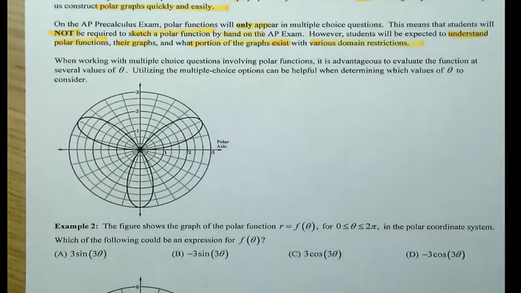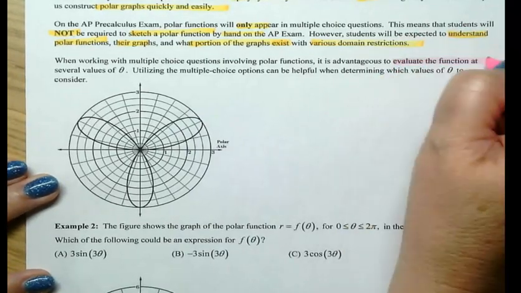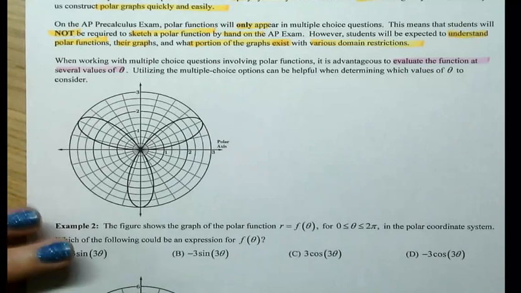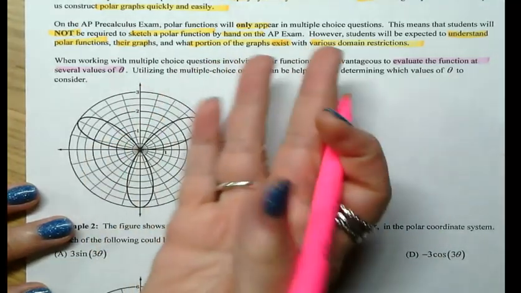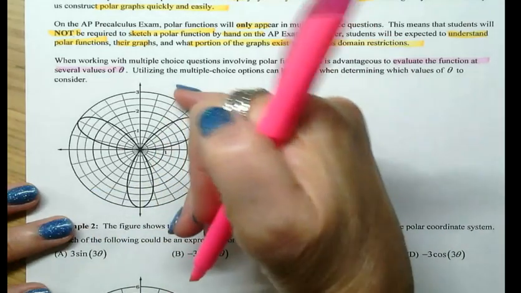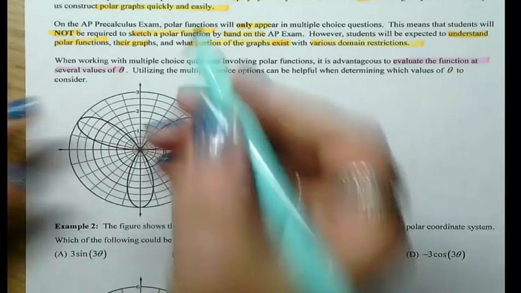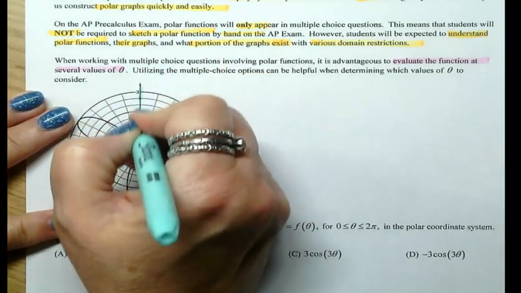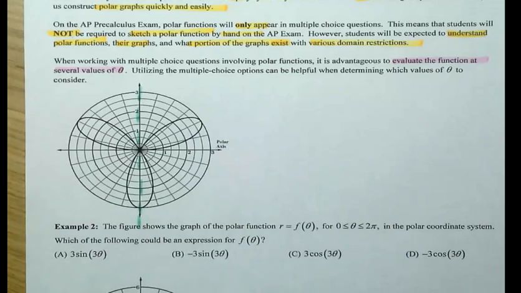So when we're working with multiple choice questions involving polar functions, it can be to our advantage to evaluate the function at several thetas. So we need to get a semblance of that. It can be extremely helpful if you have a picture to make note of the symmetry. For instance, is it going to be symmetric with respect to the pi over 2, or is it going to be symmetric with respect to the polar axis? And so hopefully we can see that this one is definitely symmetric. It's the polar axis right here. So we can see everything is mirrored over that point.